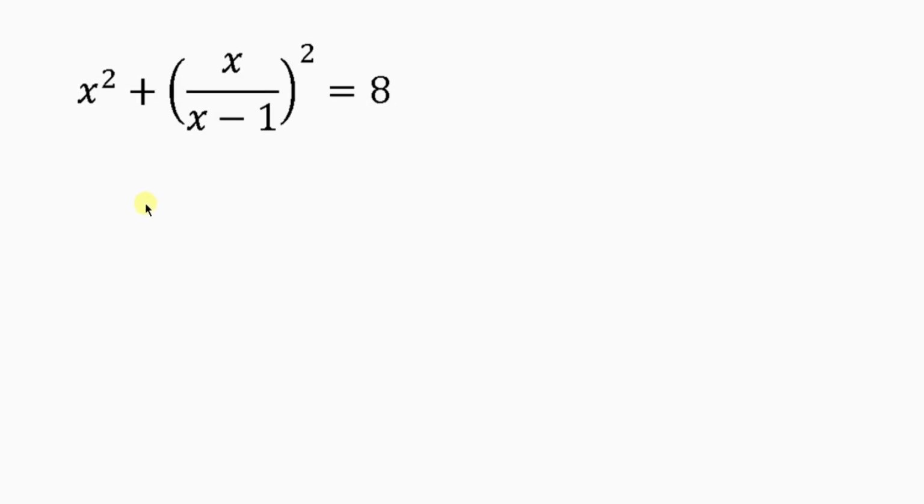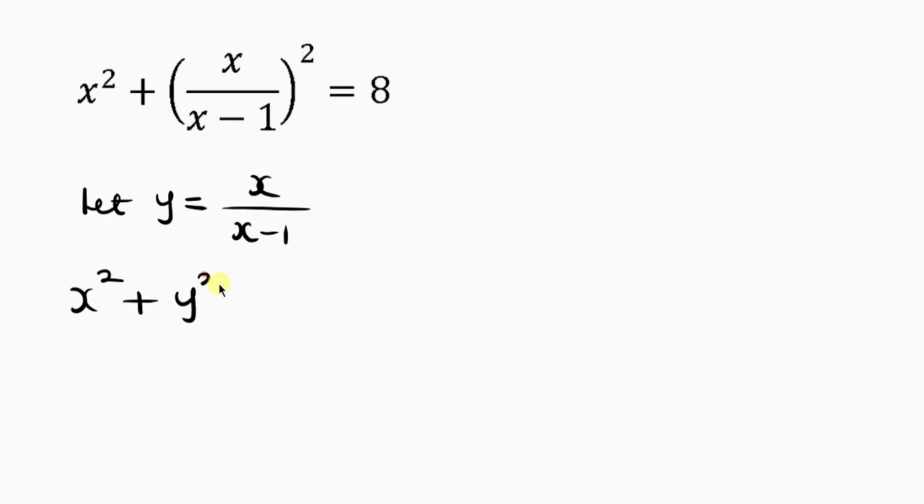So the first step is to say let y be equal to what we have here in this bracket, which is x/(x - 1). There is a reason for this. It is because when I use y here, I'm going to be having the sum of two squares. Look at it here. I have x squared plus y raised to the power of 2, so this is a sum of two squares that I was talking about, equal to 8. So I can go ahead and call this one equation 1.